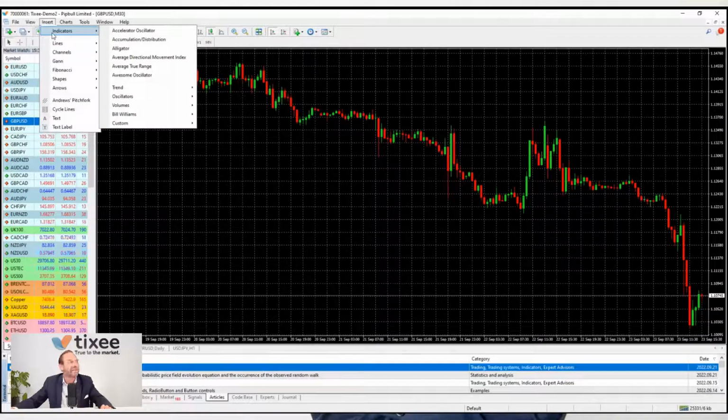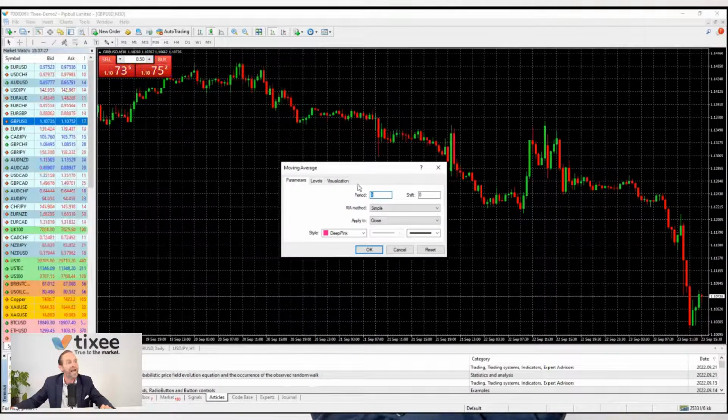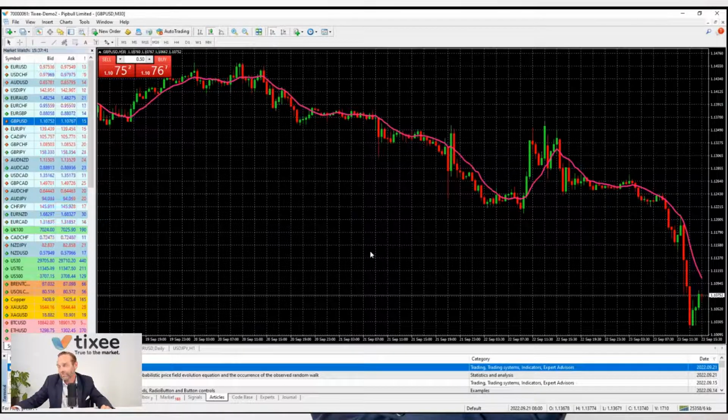Go to indicators. Go to trend, because moving averages help you identify a trend. Go to moving averages, okay? Select your period, either like say 5 or 10. For the sake of this example, let's choose 10, okay? Choose a color, obviously, the thickness of the line, and click OK. And boom, you have your moving average on your chart.